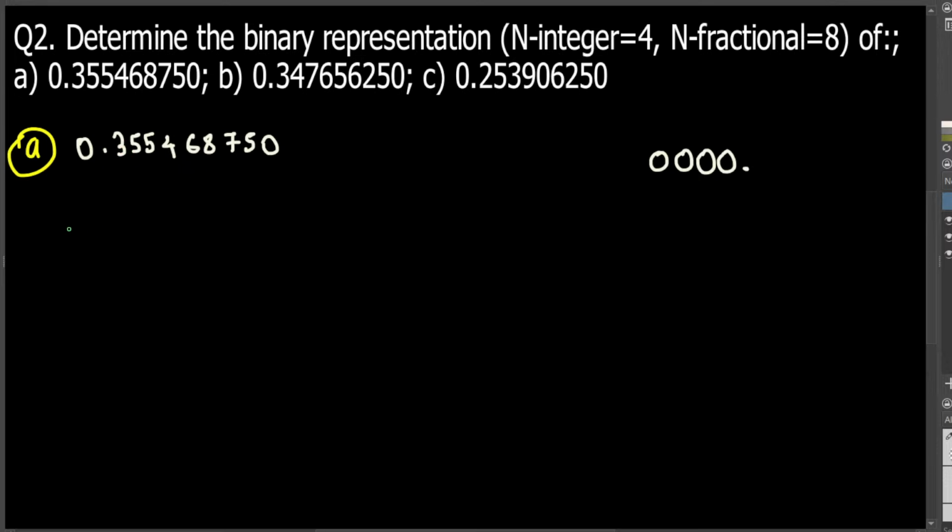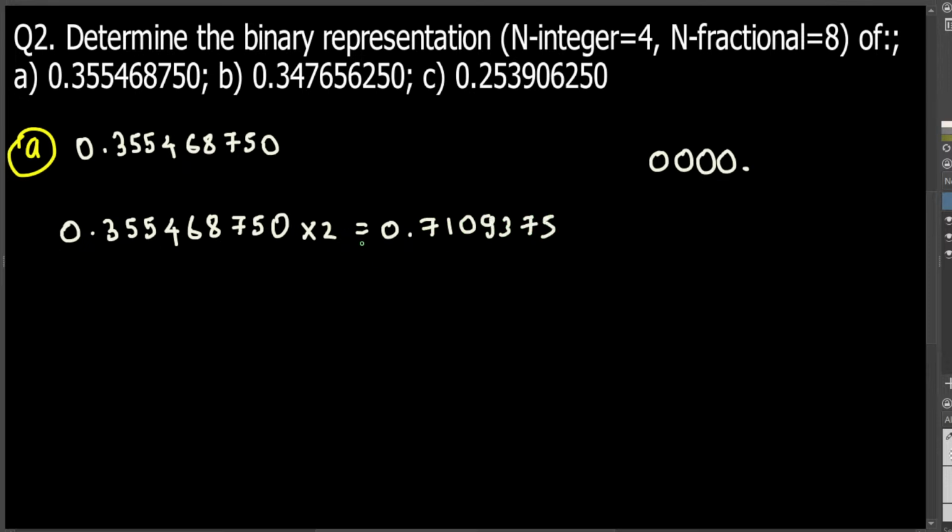So here we have 0.35546875. To find out the binary equivalent of a fraction number, we multiply it by 2 continuously until the part after the point becomes 0 completely. Until that we keep on multiplying. If I multiply this one by 2, I get 0.7109375, and we look at the value before the decimal point, that is 0 here. So we put that one right here.